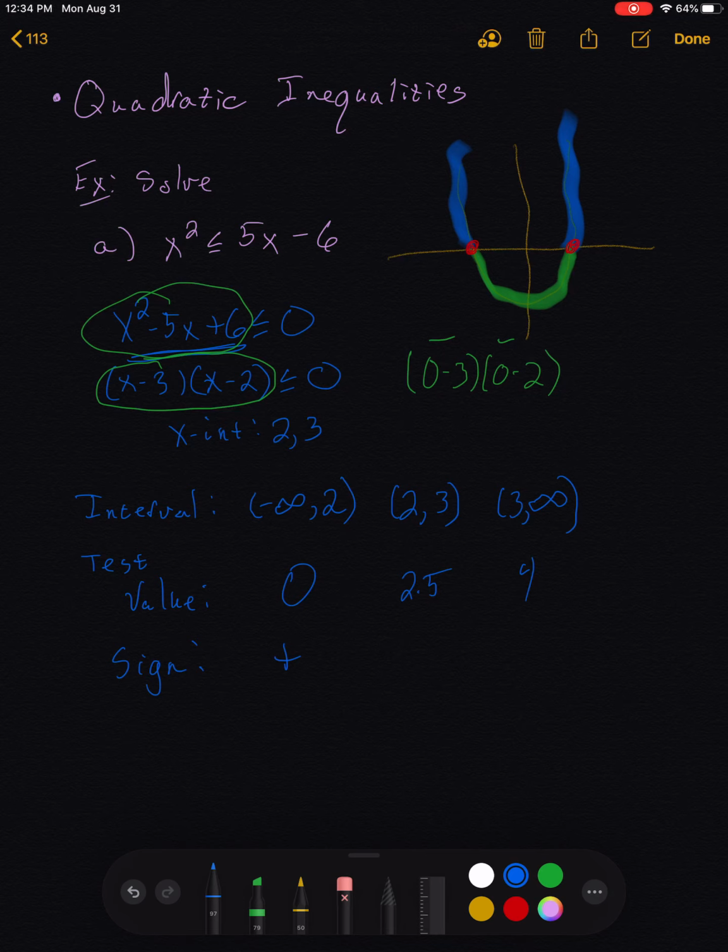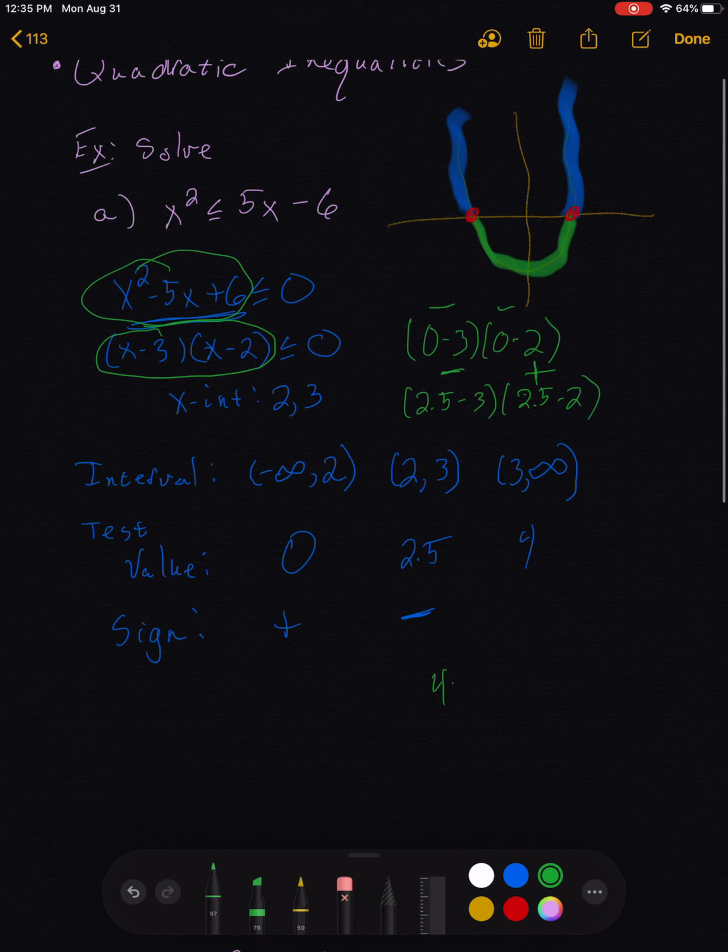Okay, so 2.5 was the next one, so let's try 2.5. If I plug that in for x, that's 2.5 minus 3 times 2.5 minus 2. And 2.5 minus 3 is going to be negative, since 3 is larger than 2.5. And 2.5 minus 2 is going to be positive because 2 is smaller than 2.5. So I have a negative times a positive, which means the result is negative. And lastly, let's check 4. I'm out of room up there, so I'll do it down here. 4 minus 3 times 4 minus 2. This is a positive times a positive, so that result is positive.